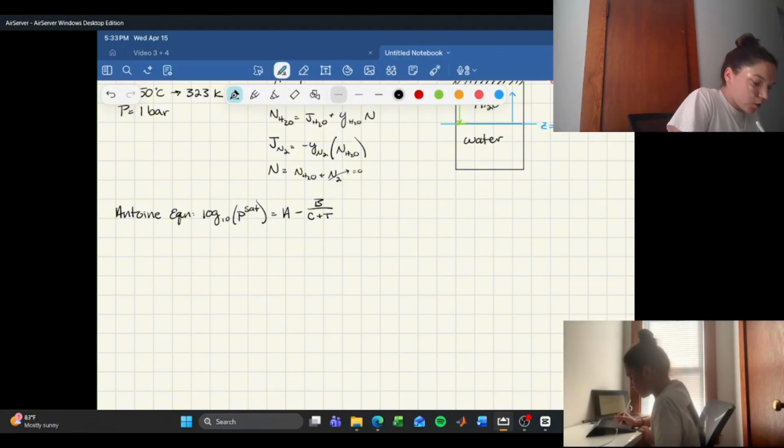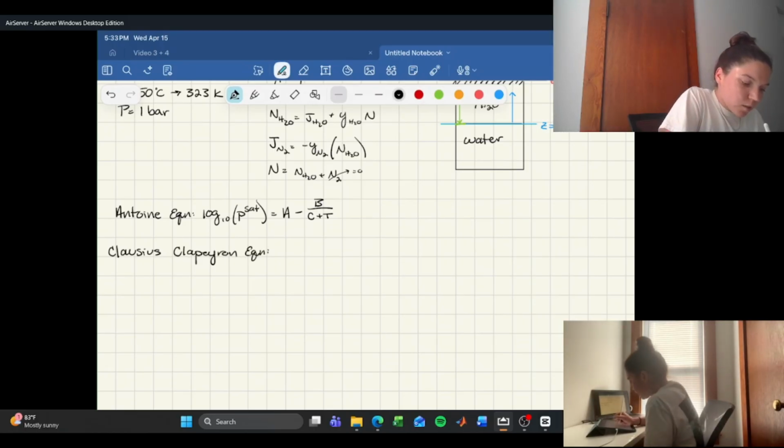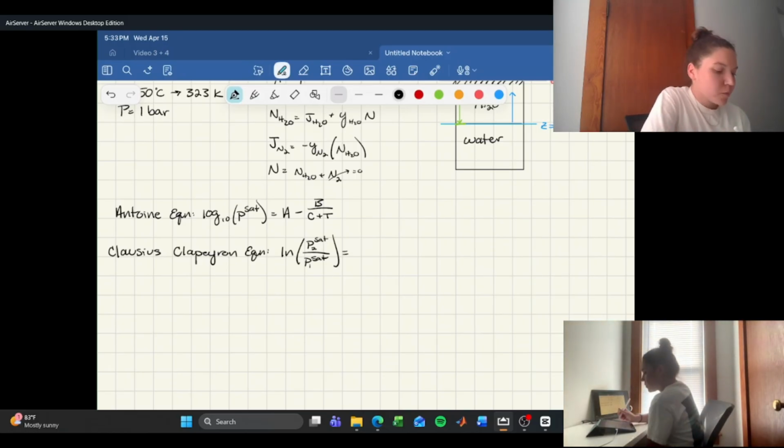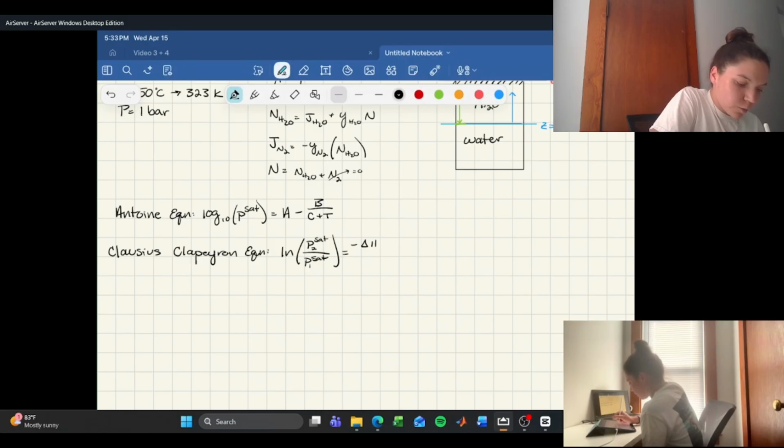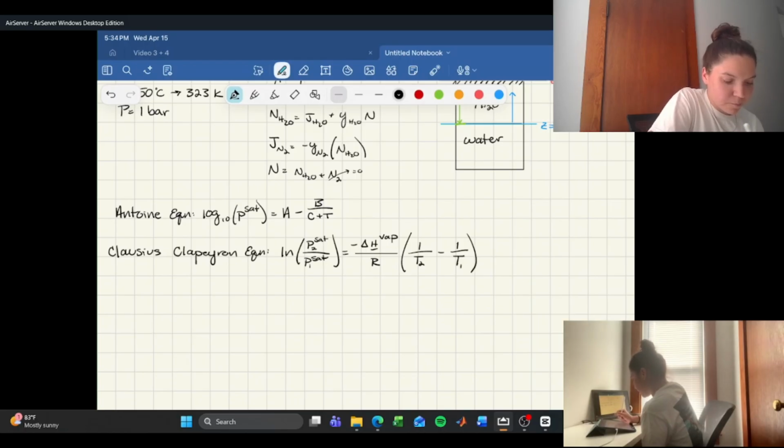And then for the other equation, it's going to be the natural log of the saturated pressure 2 over pressure 1 is going to be equal to the negative change in molar enthalpy of vaporization over the ideal gas constant times 1 over the temperature of component 2 minus 1 over T1.